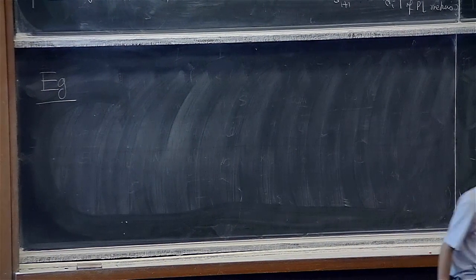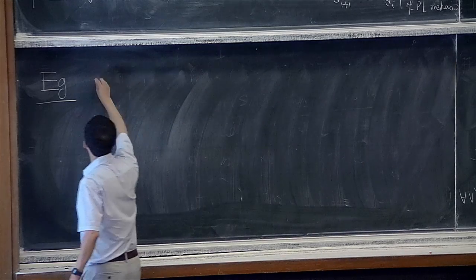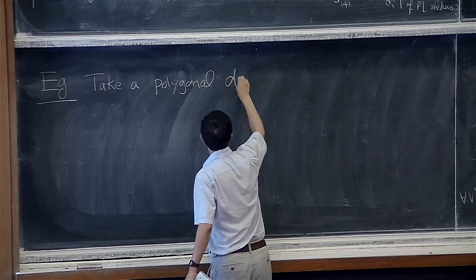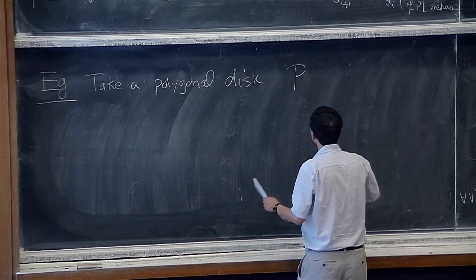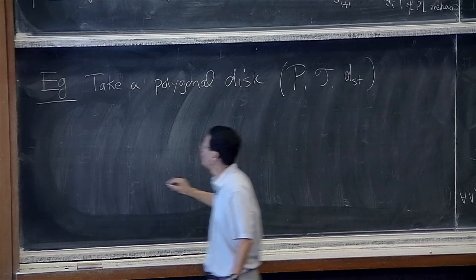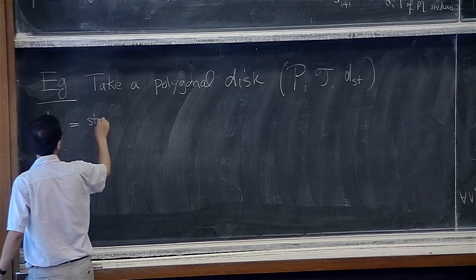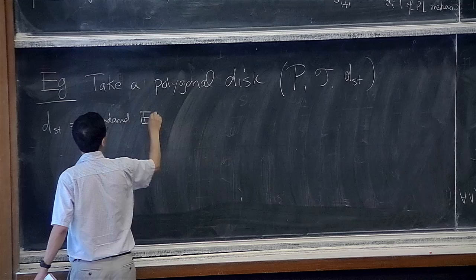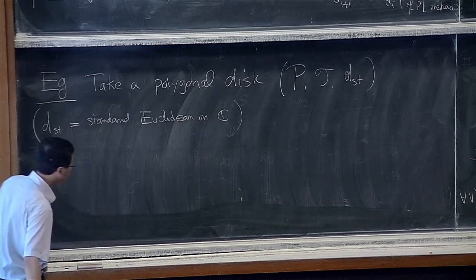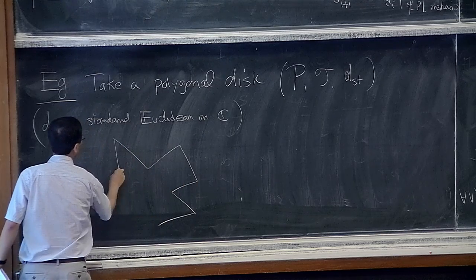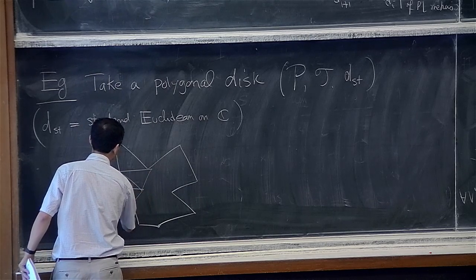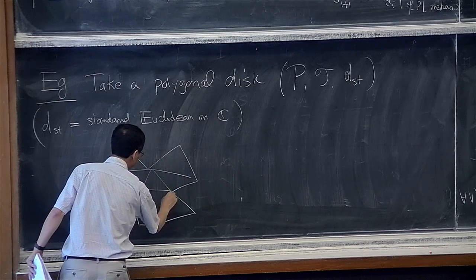So suppose I have a polygonal disk. So take a polygonal disk P with a triangulation and D standard. D standard always stands for the standard Euclidean metric on the complex plane. Okay, so I'm going to use that. So you take any polygonal disk in a complex plane and produce any triangulations that you want. It's a geometric triangulation, so the triangles are.